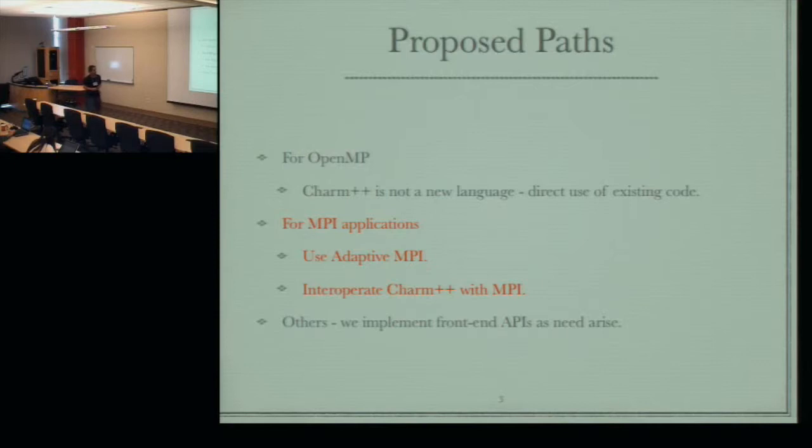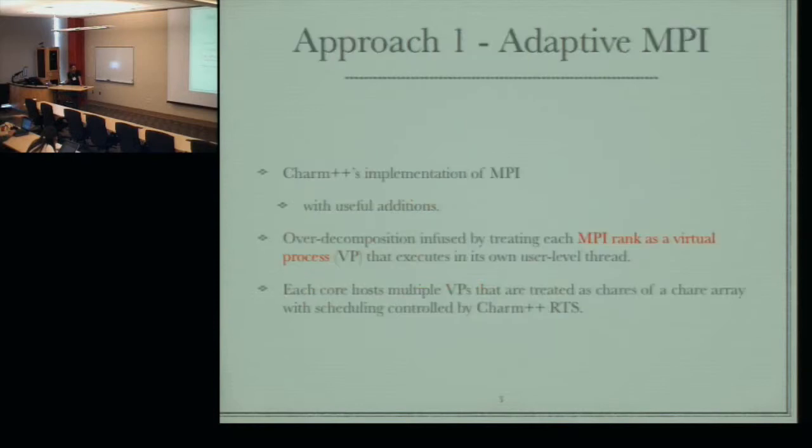It will work. However, if you're an MPI application writer, it's not that simple. We propose two approaches for them. One, you can use Adaptive MPI, which is our own implementation of MPI on top of Charm++, or you can use the interoperability feature of Charm++ to use some part of the code in Charm++ and the remaining can stay in MPI. For the remaining paradigms, we do implement front-end APIs as need arises. For example, we still have an ARMCI API that resides in Charm++ and is tested every night.